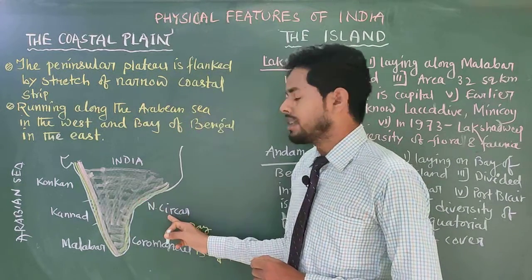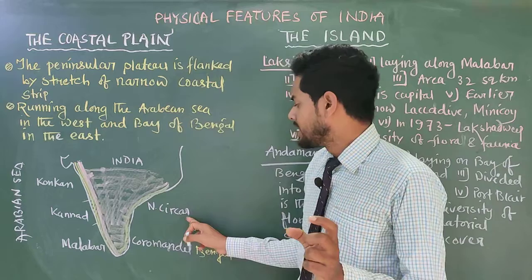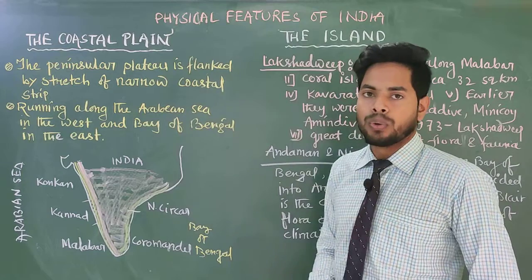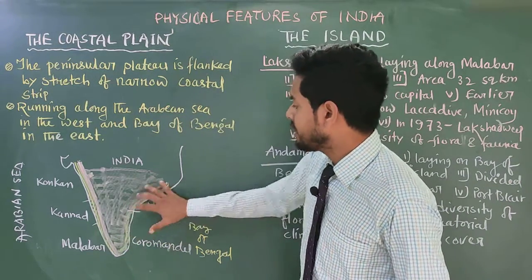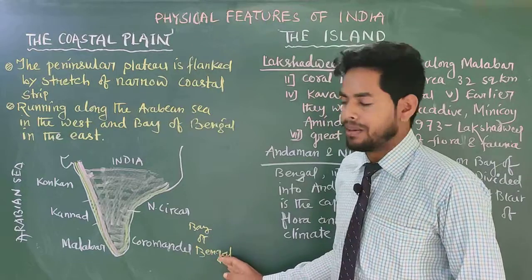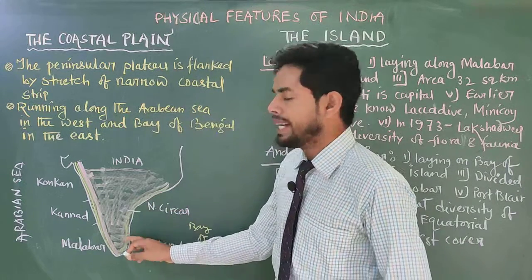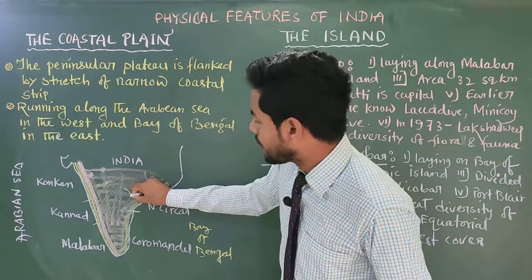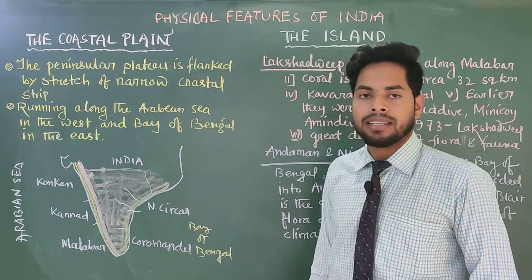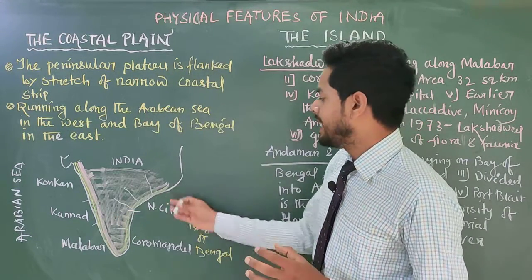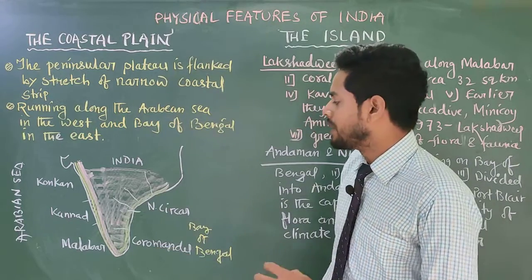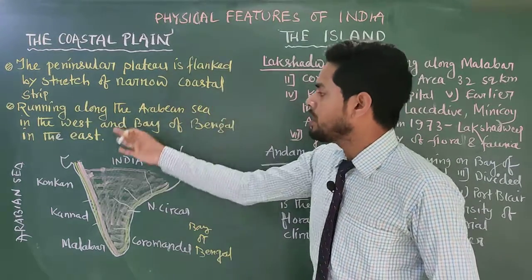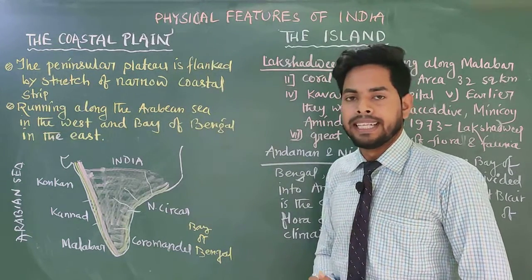The northern part is known as the Northern Circars, and the southern part is known as the Coromandel coast. This eastern coastal plain lies along the Bay of Bengal. It is drained by numerous rivers like the Mahanadi, Godavari, Krishna and Kaveri. These four major rivers drain the eastern coastal plain and develop deltas in that region. So this is about the coastal plain of India.